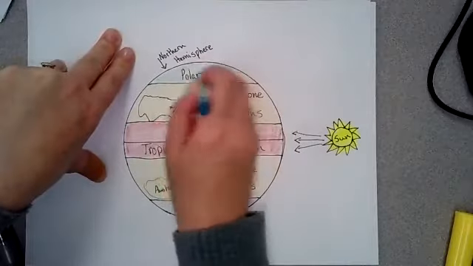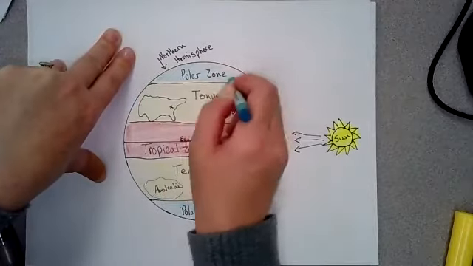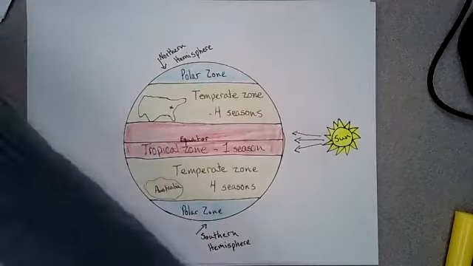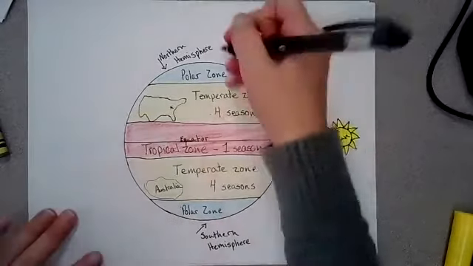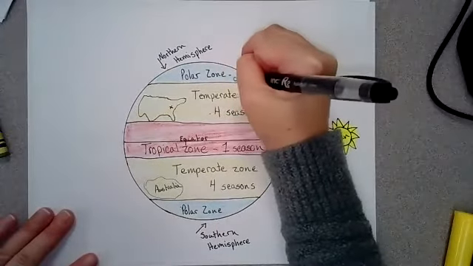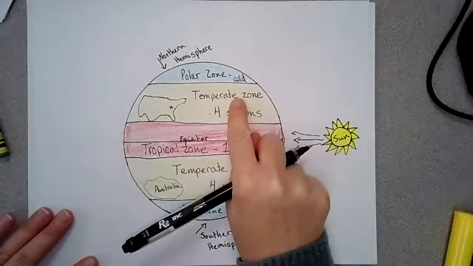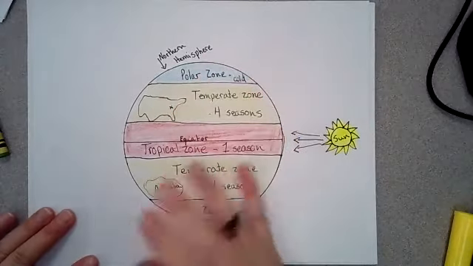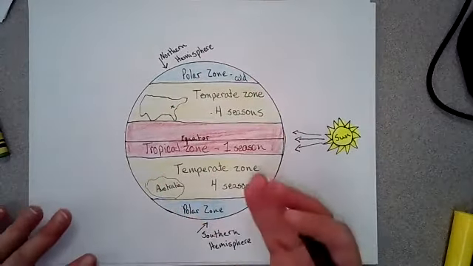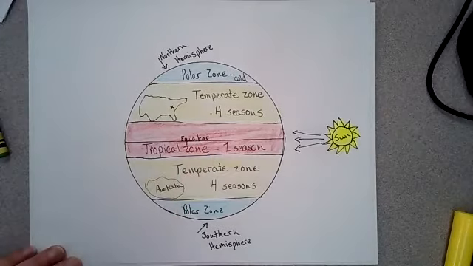Just not as much sun can get there, farther away. Okay. All right, so the polar zone is cold. The temperate zone has milder temperatures. Mild means it's kind of medium. And then the equator is hot.